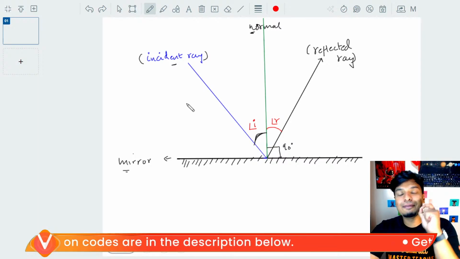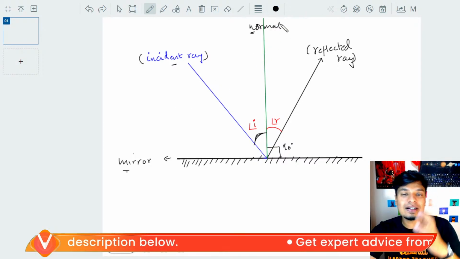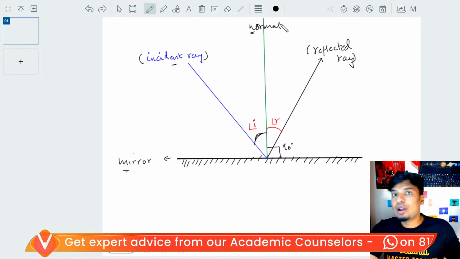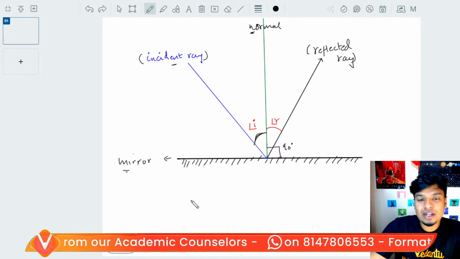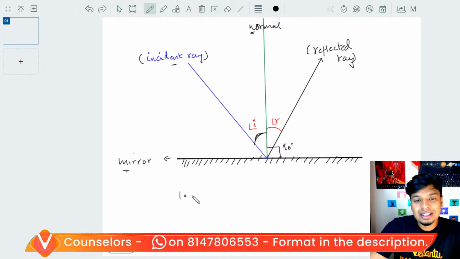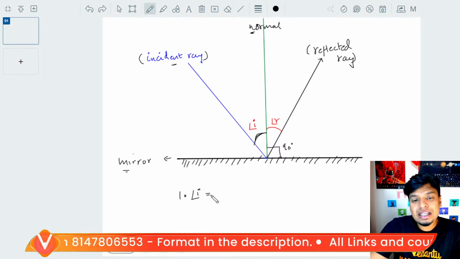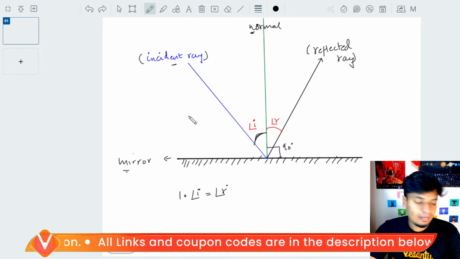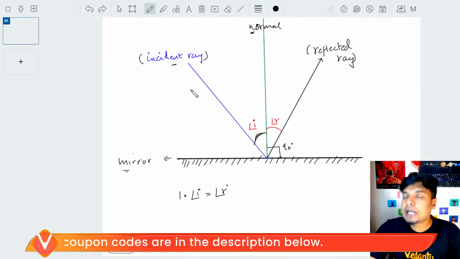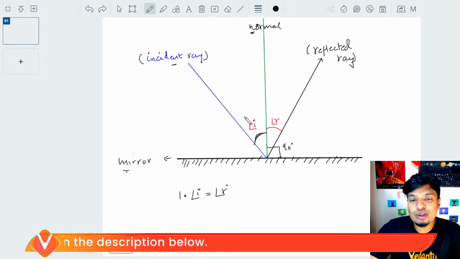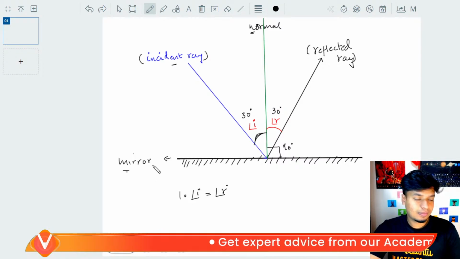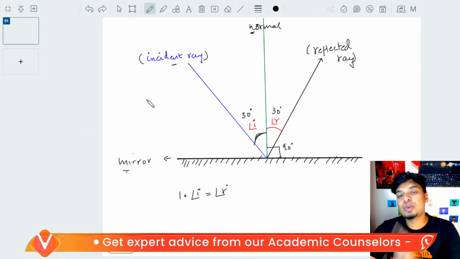Okay, now comes the first law of reflection. There are certain laws in reflection which are the same everywhere because it's a law, right? The first law of reflection states that the angle of incidence is equal to the angle of reflection. I is equal to R. Right? Now, listen to me very carefully. That means, for example, let's say the angle of incidence is 30 degrees. The angle of reflection will also be 30 degrees. Okay, simple.